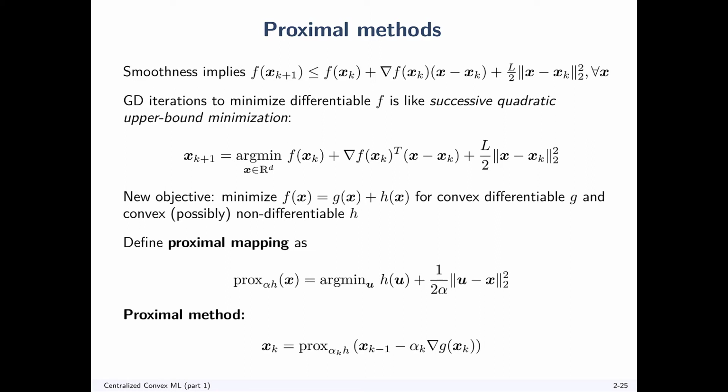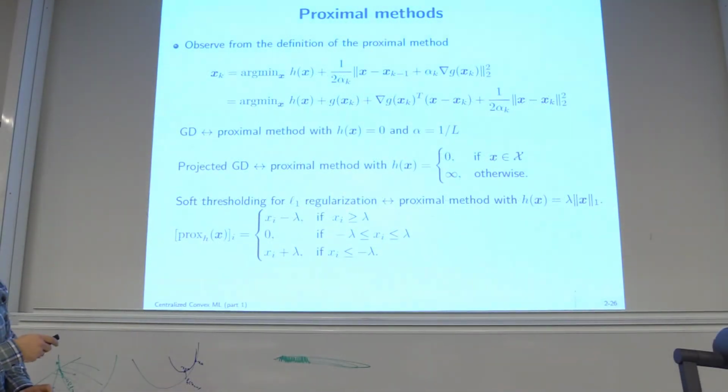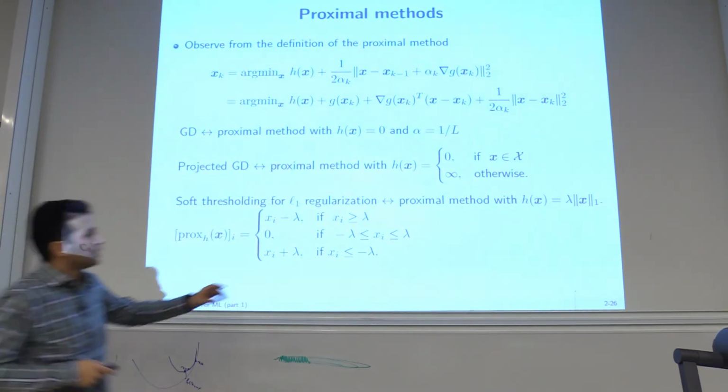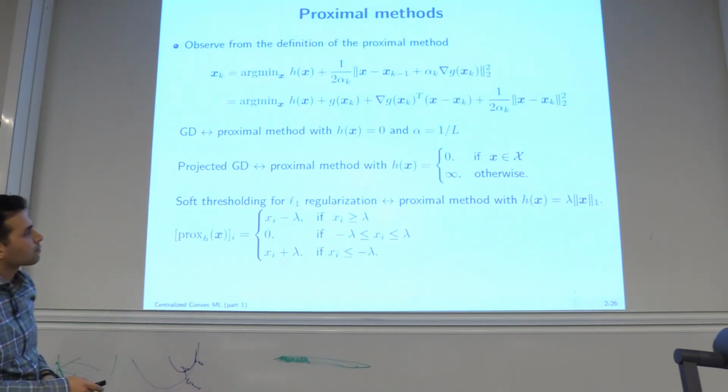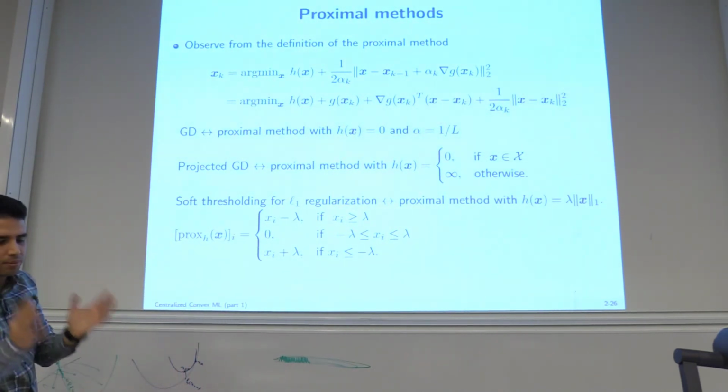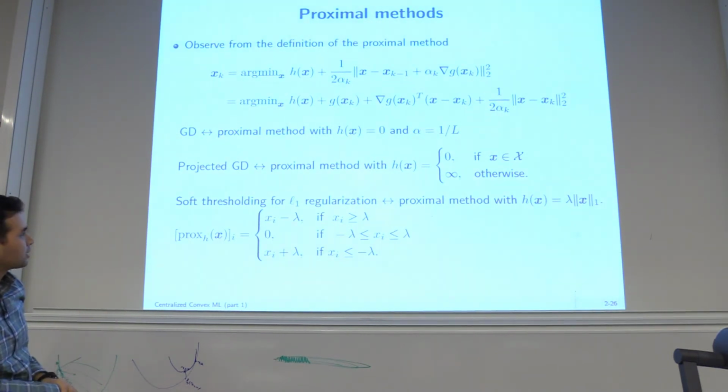For projected gradient descent, where you want to minimize some objective f subject to some convex constraint, you can show that this is exactly a proximal method with this h, which is the indicator function of whether x is in that set or not. So you can just run the proximal method. It's fun to show that the proximal operation of this h is exactly the projection. With that, you end up with the projected gradient descent iterations.